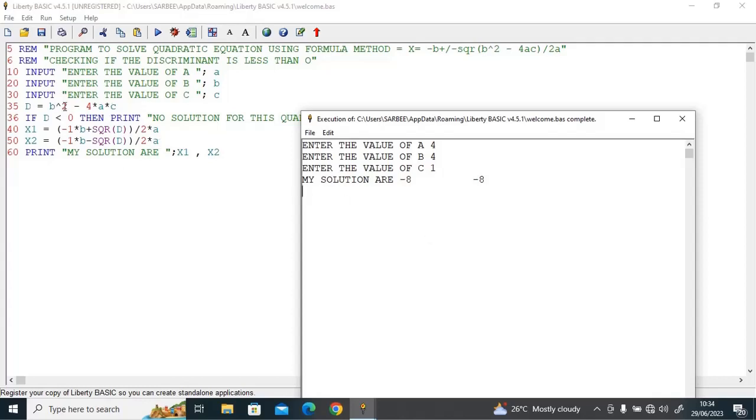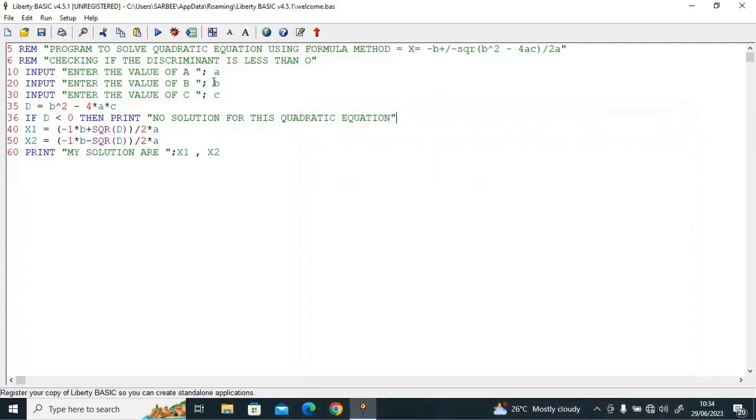B squared, 4 times 4 is 16, minus 4 times 4 is 16, 16 times 1 is 16. 16 minus... what's wrong? Minus 8. No. If d is less than 0, then what is wrong? So b squared minus 4ac. Let's run this.